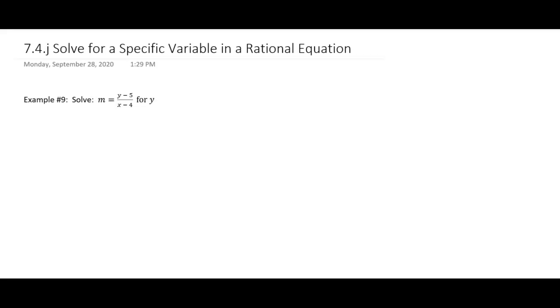So these problems are a little bit different. Sometimes we refer to them as literal equations. This textbook doesn't use that phrase, but you might see it in another book. And we're solving for a particular variable.